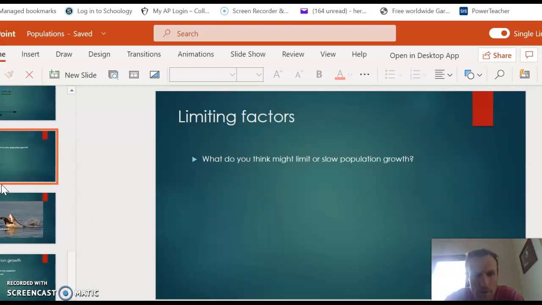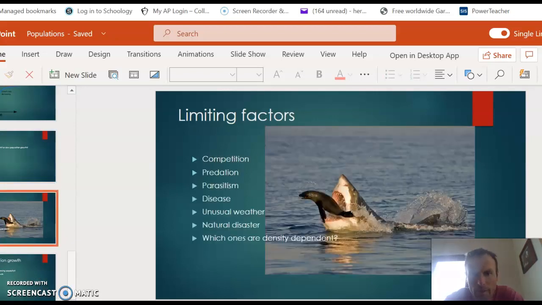So what are some limiting factors going to be? I just mentioned those. Were you paying attention? Why don't you write a couple down right now before I go on to the next slide? Too slow. Competition, predation, parasitism, disease, weather, disasters.